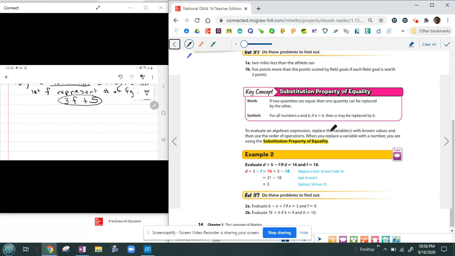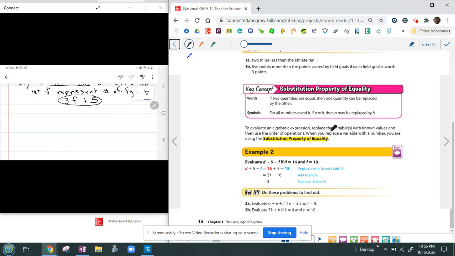Okay, we had some practice there. Now we're going to start evaluating expressions, algebraic expressions. All right, and here we have the substitution property of equality. If two quantities are equal, then one quantity can be replaced by the other.